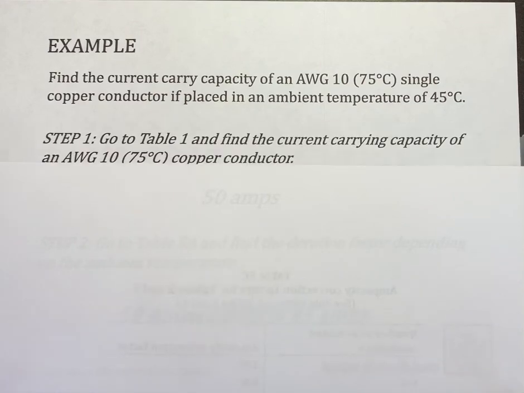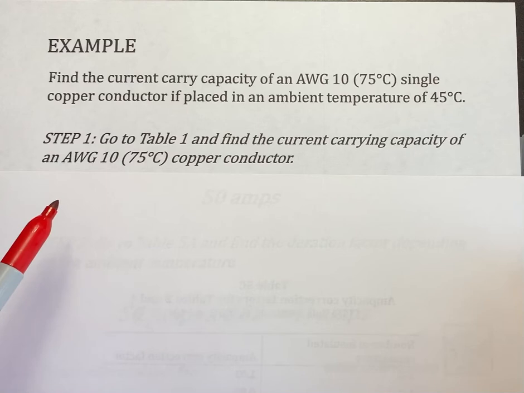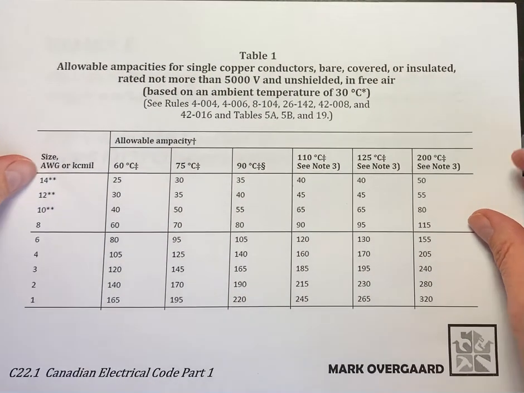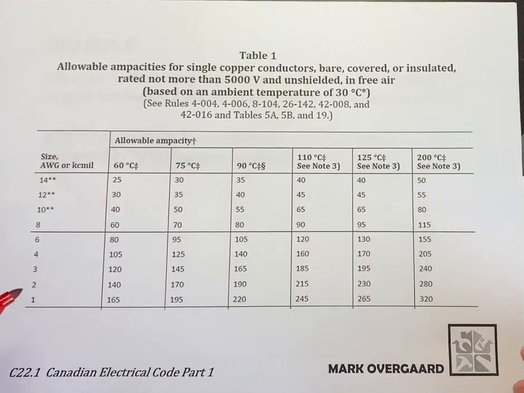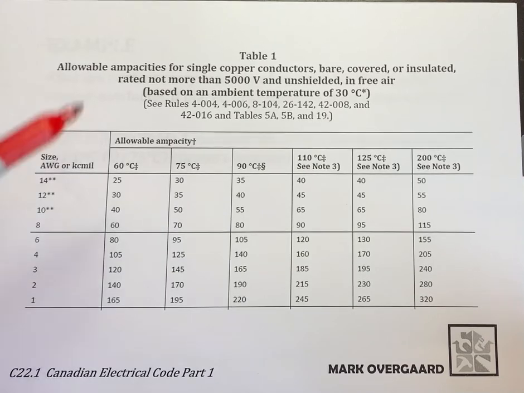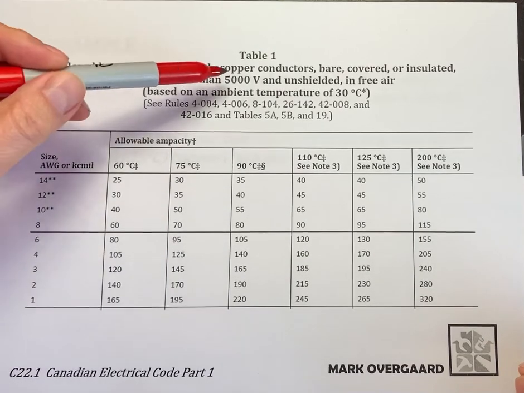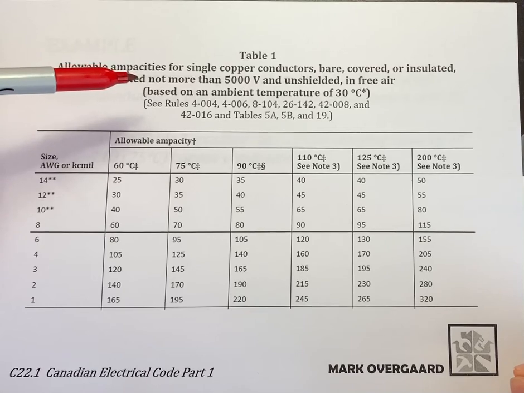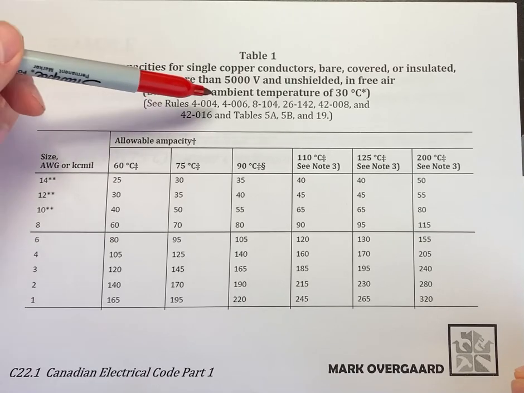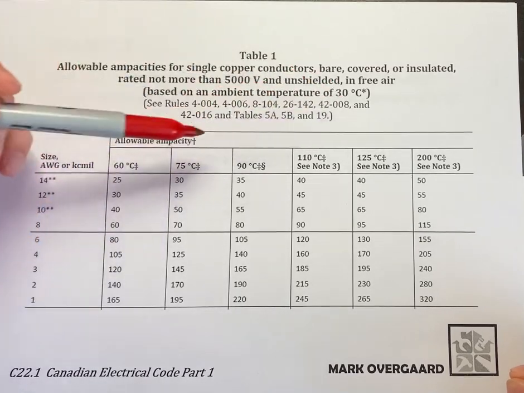First thing we're going to do is go to Table 1 and find the current carrying capacity of that conductor. So we'll bring Table 1 in here. This is the first time we've seen it. Now, Table 1 is allowable ampacities for single copper conductors. And here you can see it's based on an ambient temperature of 30 or no more than 30.